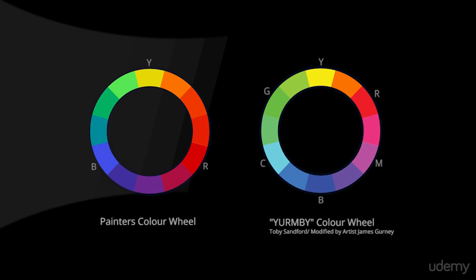So now we have 6 basic primary colours: red, blue and green, which are the properties of light, and cyan, magenta and yellow, which are the properties of pigment. This compares to the traditional colour wheel of red, yellow and blue. In the next video, we'll look at how we can use this colour information to create palettes for our background and character.